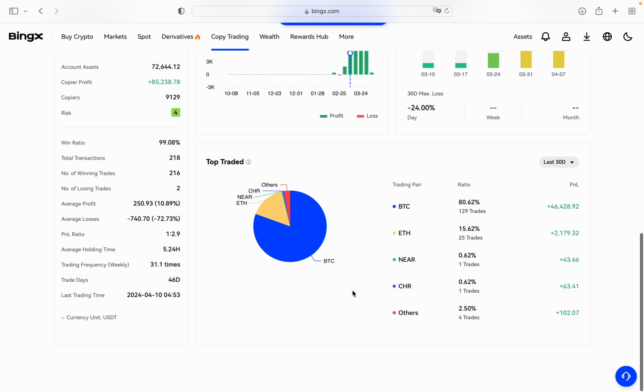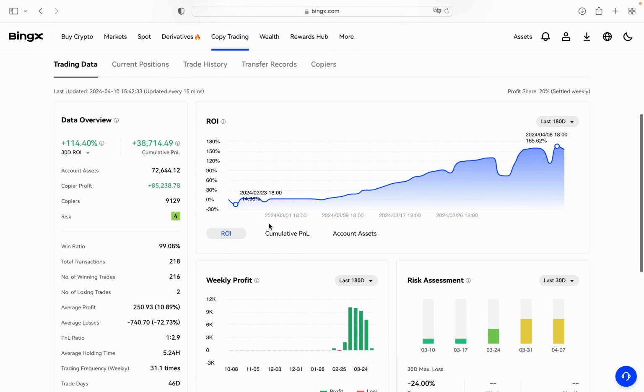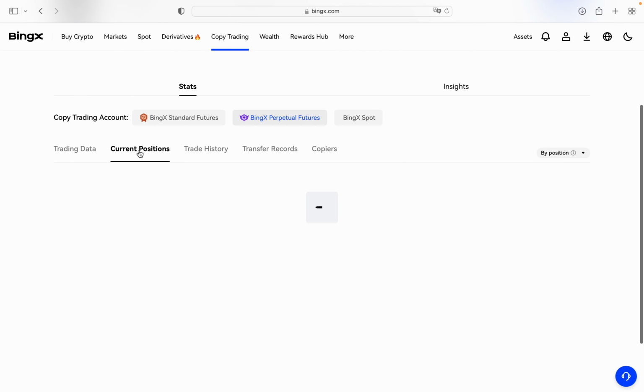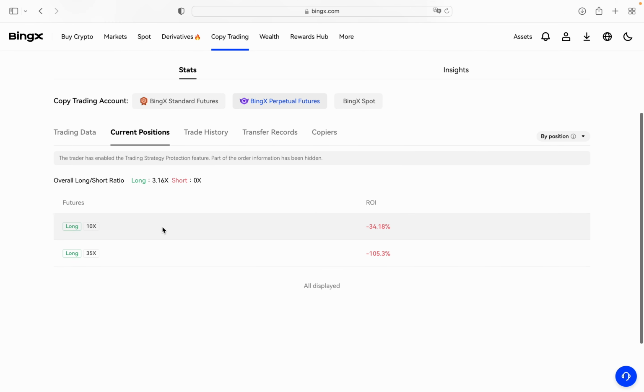And if we are scrolling down again, you can see which pairs the trader is trading. But one of the most important things is if you are going to the upside and clicking on current positions, here you will find every trade which is open right now. And for me, it's very important that you don't have many trades open.